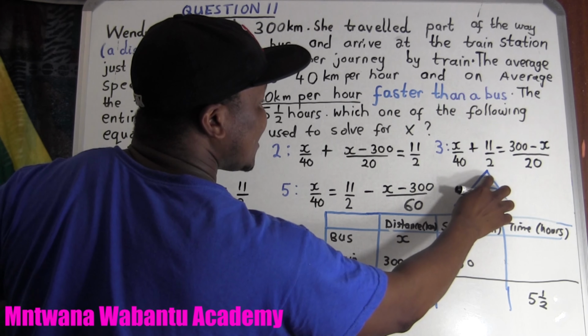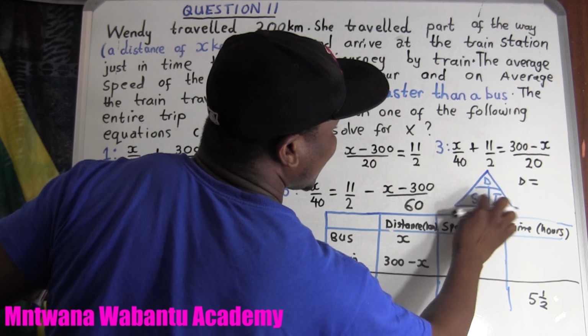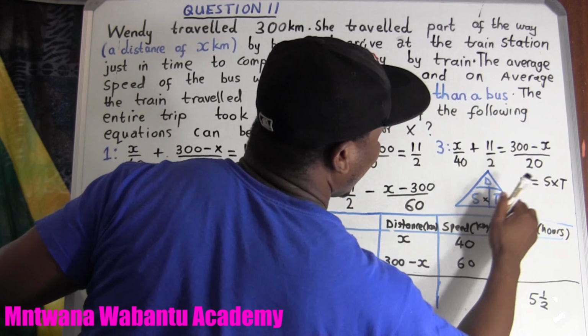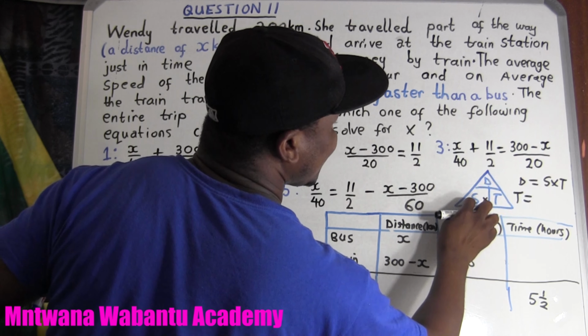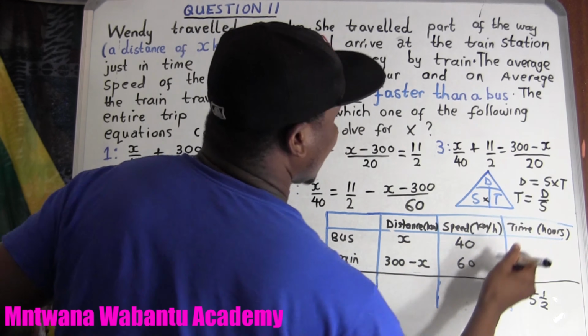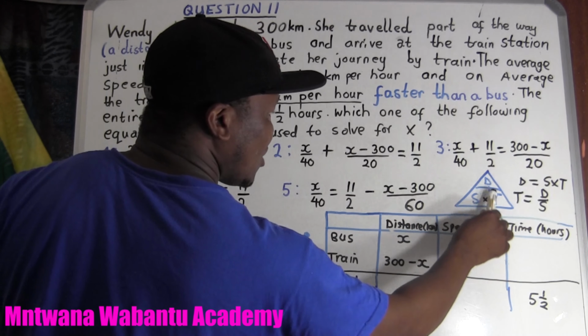If I want to get distance, for example, distance equals speed times time. If I want to get time, time equals distance over speed. So now for this case here, I want to get time. Time equals distance over speed.